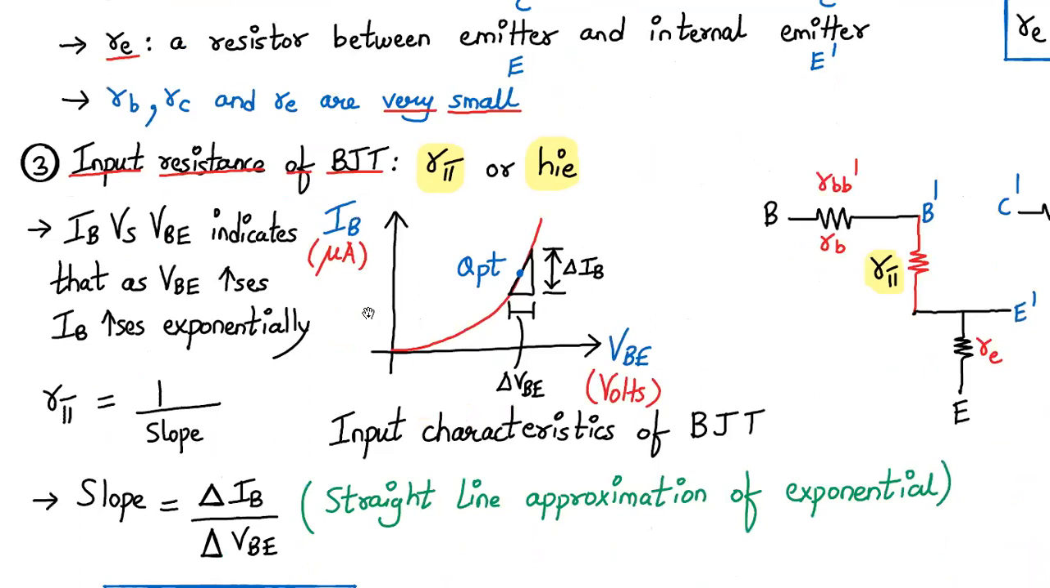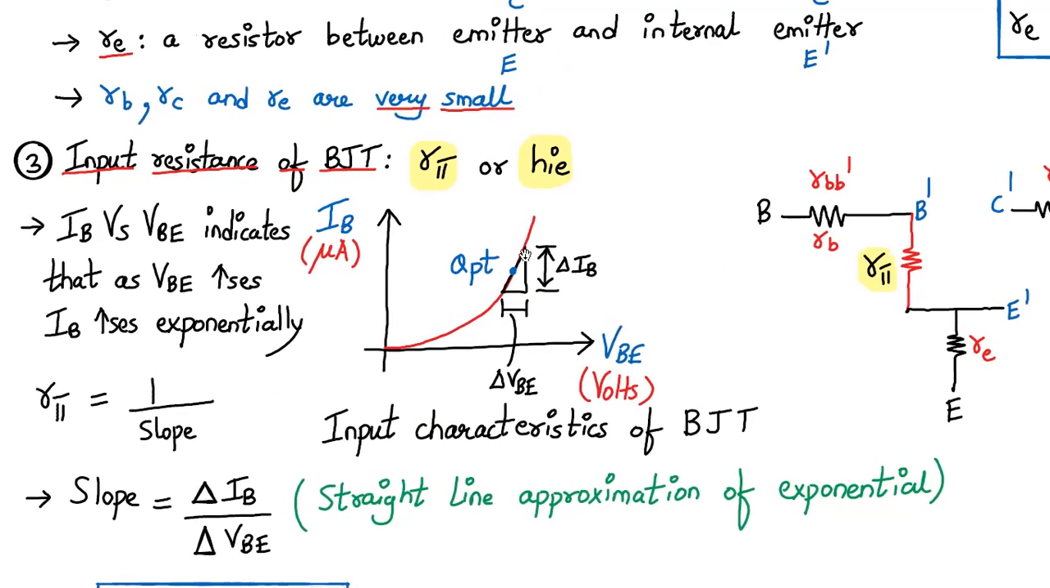Let's talk about the input resistance of the BJT, RPi, or in the H parameter model, it's called HI. We know that when we plot the input characteristics, which is IB versus VBE, of an NPN BJT, it indicates that as we go on increasing the value of VBE, the base current IB will increase exponentially. So we consider a small segment of this exponential and linearize it to a straight line, and we represent the y coordinate of it as delta IB and the x coordinate of it as delta VBE.